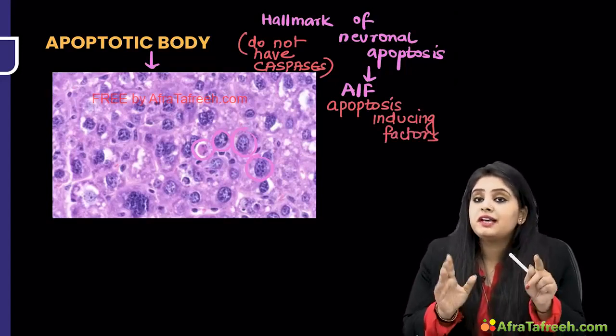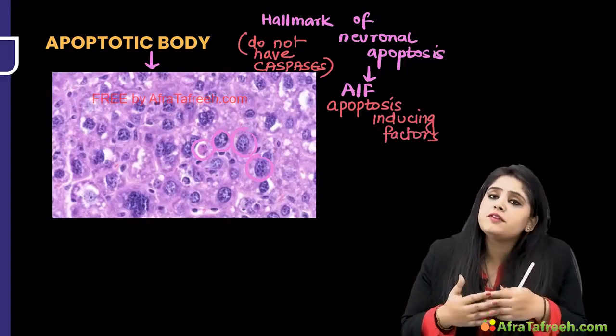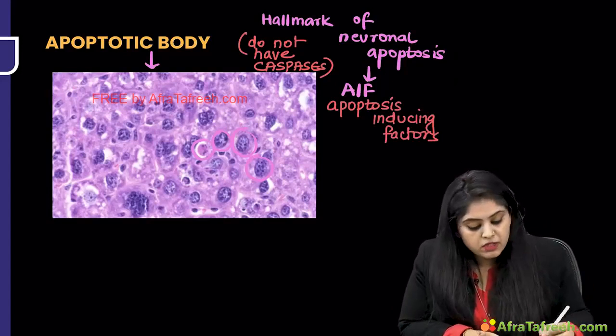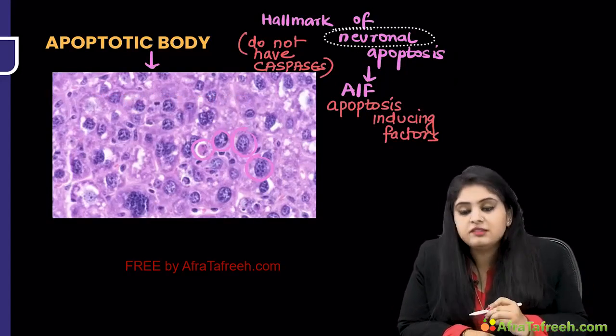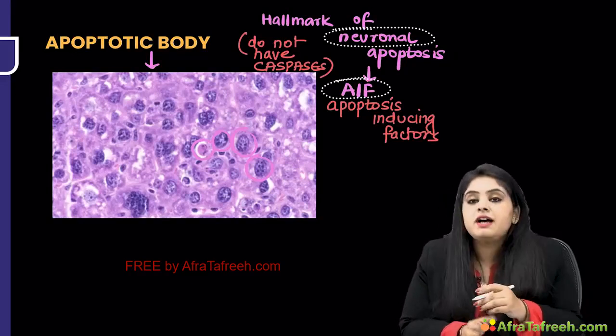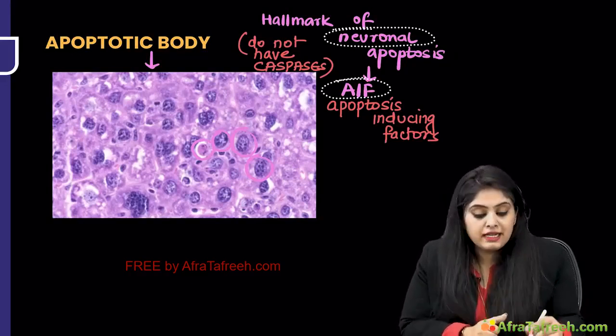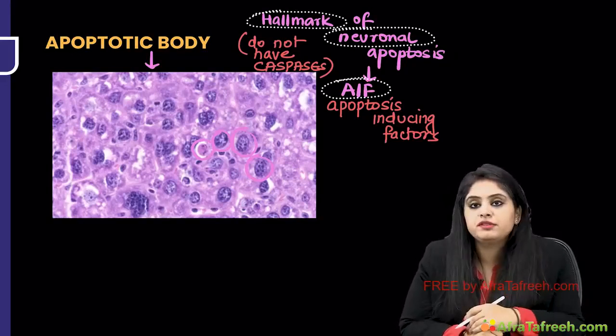So if someone asks you, caspases are important for the apoptosis everywhere in the body, but when we are talking about neuronal apoptosis, what is neuronal apoptosis going to have? The apoptosis inducing factor. That is the hallmark of neuronal apoptosis.